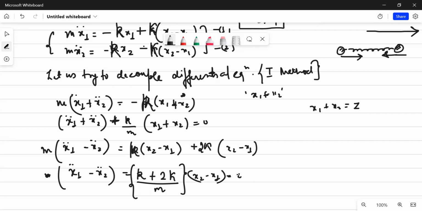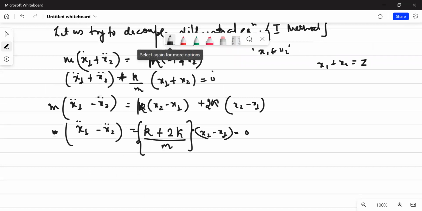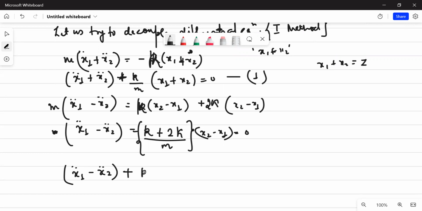And if I take this entire thing on the left hand side, I'll write this as 1 and this as 2. So this is my x1 double dot minus x2 double dot, and this is plus k plus 2 kappa upon m, and then I have x1 minus x2. So one of the normal coordinates is x1 plus x2. The other normal coordinate is x1 minus x2. Is that clear?